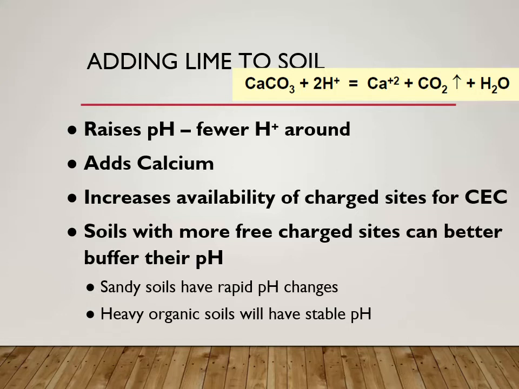So for example, sandy soils, which have very poor cation exchange and base saturation, their pH changes rapidly. And farmers really struggle to keep the root zone at a happy pH. Where heavy organic soils tend to buffer their pH and they're much more stable because they have far more cation exchange capacity. So if you have a sandier soil, this is a much more important exercise for you.